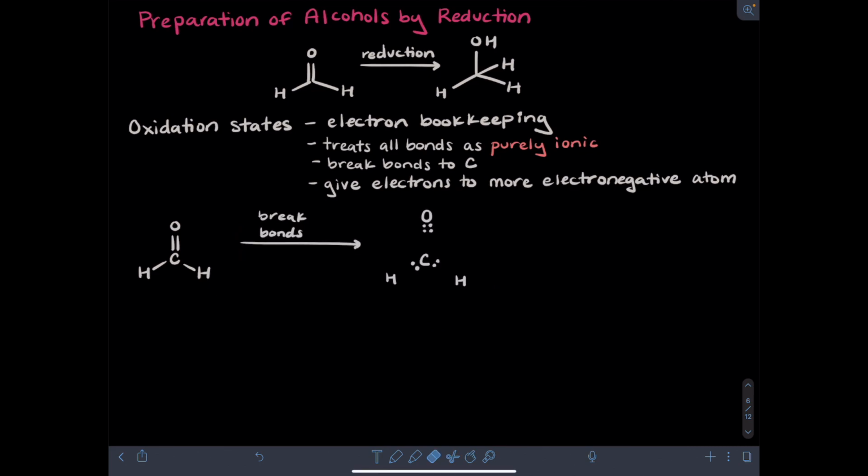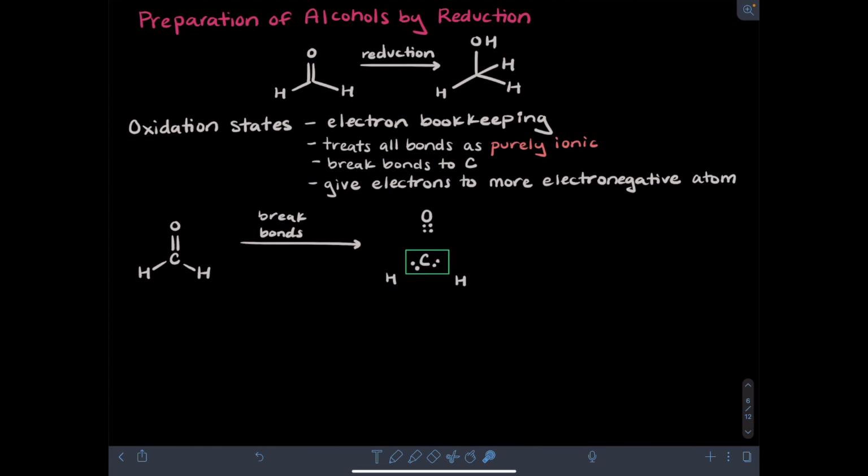You're going to imagine breaking all of the bonds in this molecule and giving the electrons to the more electronegative atom from each bond. So we had a carbon-oxygen double bond with 4 electrons in it total, 2 in a sigma bond, 2 in a pi bond. Oxygen is more electronegative than carbon, so oxygen would get all 4 of those electrons from the bonds. Then we would look at the carbon-hydrogen bonds. Carbon is more electronegative than hydrogen, so from each carbon-hydrogen bond, carbon would get 2 electrons. And there are 2 carbon-hydrogen bonds in this molecule.